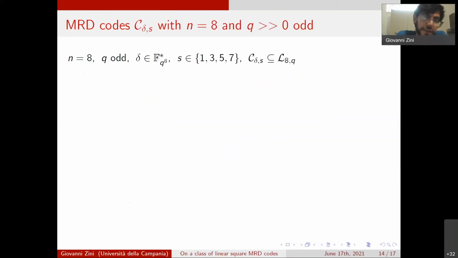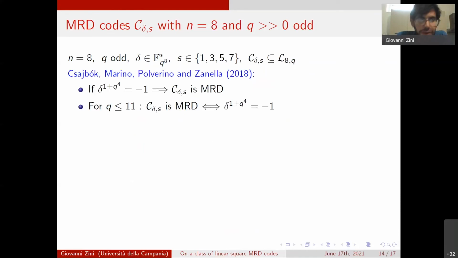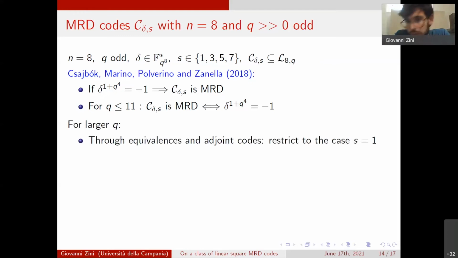With Marco Timpanella, we tried to address this problem. Let me just recall that the norm of delta being equal to -1 is a sufficient condition for the code to be MRD, and numerical evidence by these authors suggests that this condition might also be necessary. For larger Q, we can restrict to the case S equal 1. The MRD property does not really depend on S.